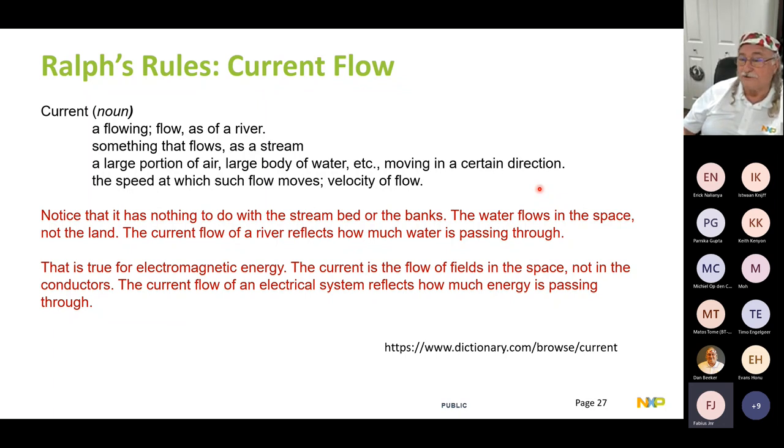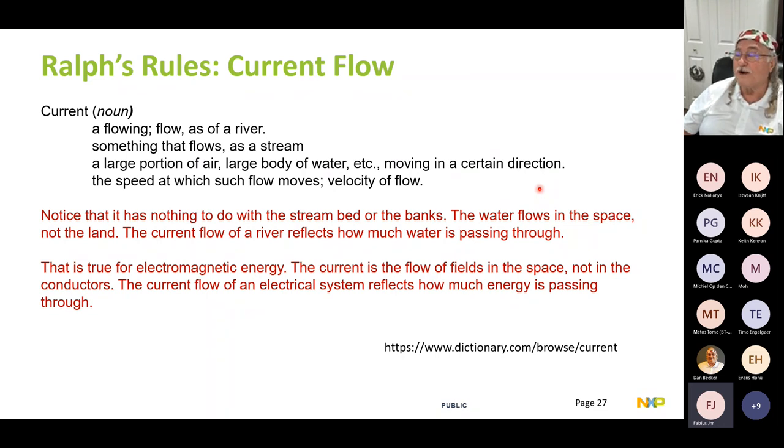If it's water, it's flowing through between the banks of the stream. Water's not moving in the banks. The water's moving between the banks. The same thing happens with electromagnetic field. The current doesn't flow in the wires. There is no current in the wires. There is no return current, which is one of the scary things that we have to start letting go of.